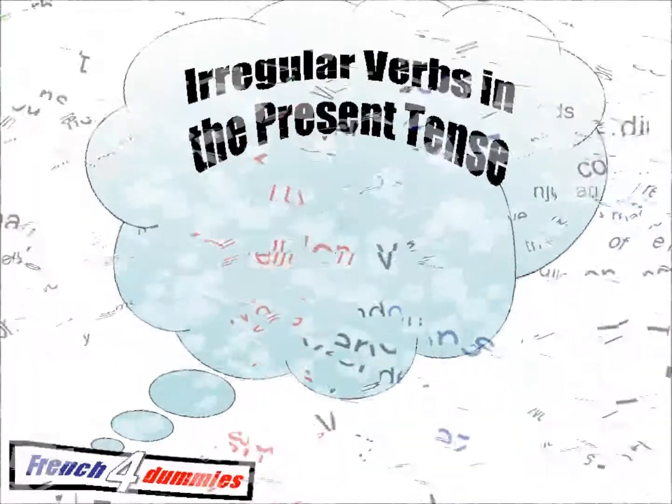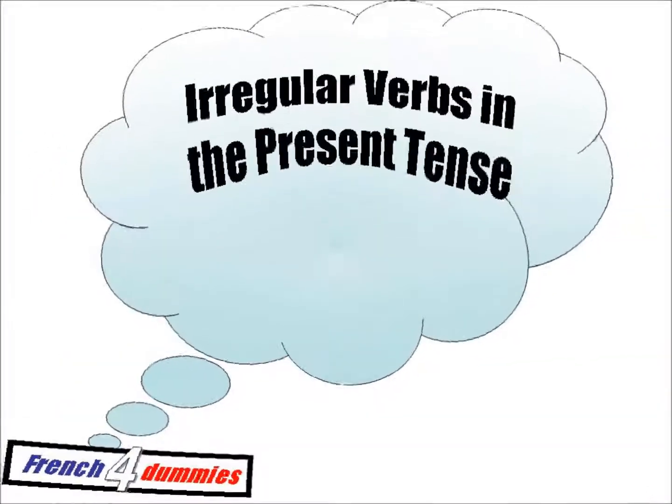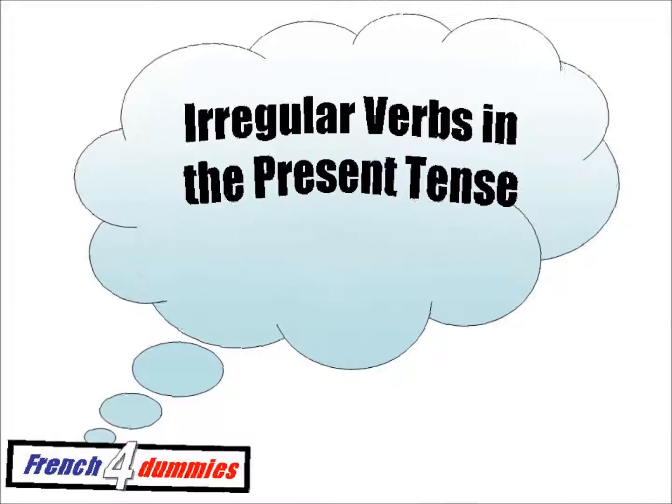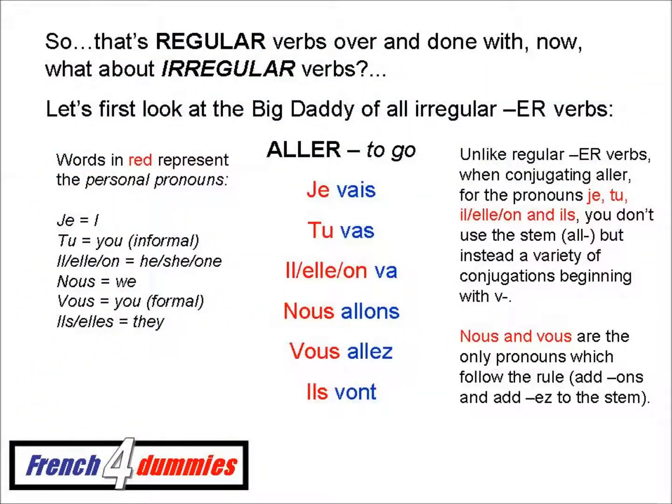Yes, the time has come for us to look at irregular verbs in the present tense. I thought it would be best to start off by looking at the big daddy of all irregular ER verbs. For me, personally, the big daddy is aller, to go. Unlike regular ER verbs, when conjugating aller, it doesn't follow the normal pattern where you use the stem and then replace the ER with a different ending. This time, you're using completely new forms of the verb.